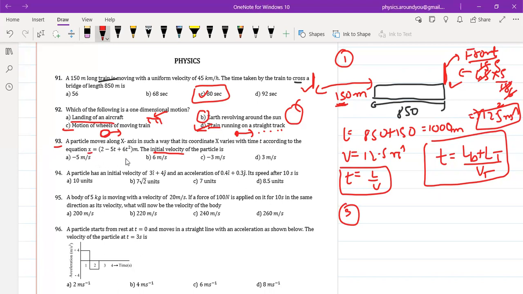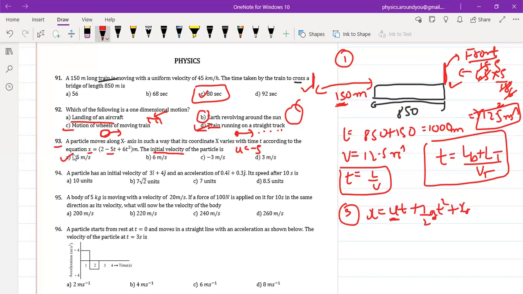X is dependent on the square of time. That rings alarm bells, and I would want to compare with x equal to ut plus half at square plus x naught, where x naught is the initial position of the particle, u is the initial velocity and a is the acceleration. When I compare this equation with this, the coefficient of t over here is -5, and the coefficient of t in this is u. So I can straight away write u equal to -5. So what is the initial velocity of the particle? It should be -5 meter per second.